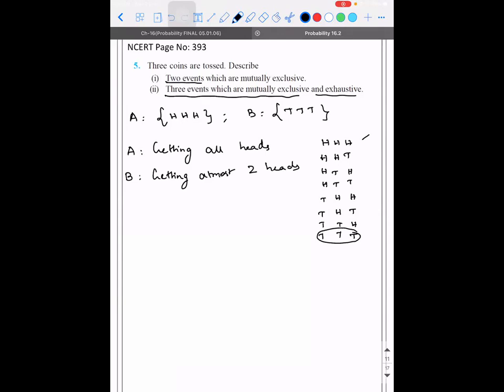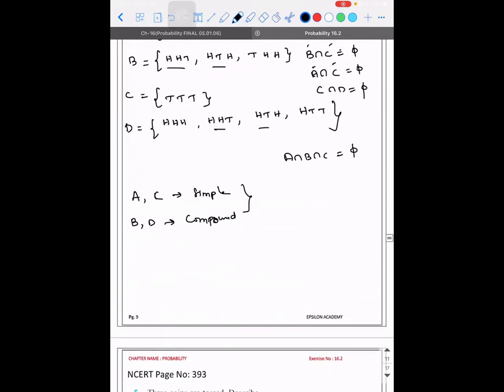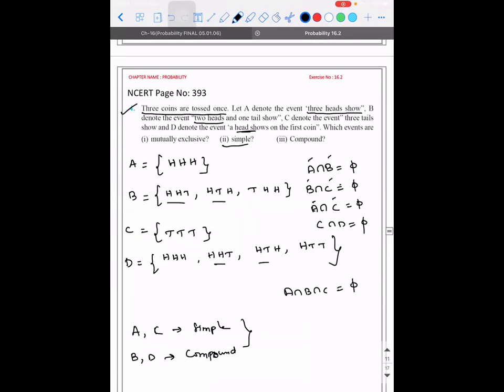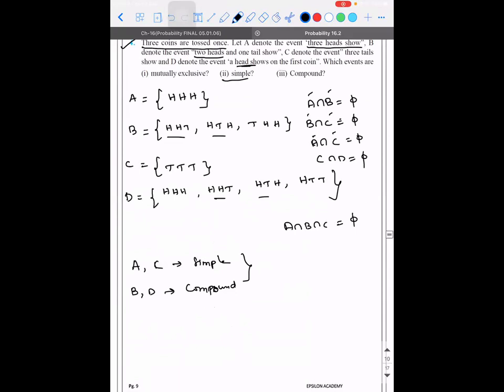Guys, can you think? Mutually exclusive, it's 3 heads and 3 tails. I can take 3 heads and 3 tails, but they're asking for 3 events which are mutually exclusive and exhaustive. I can take these 3, no? Okay, see.